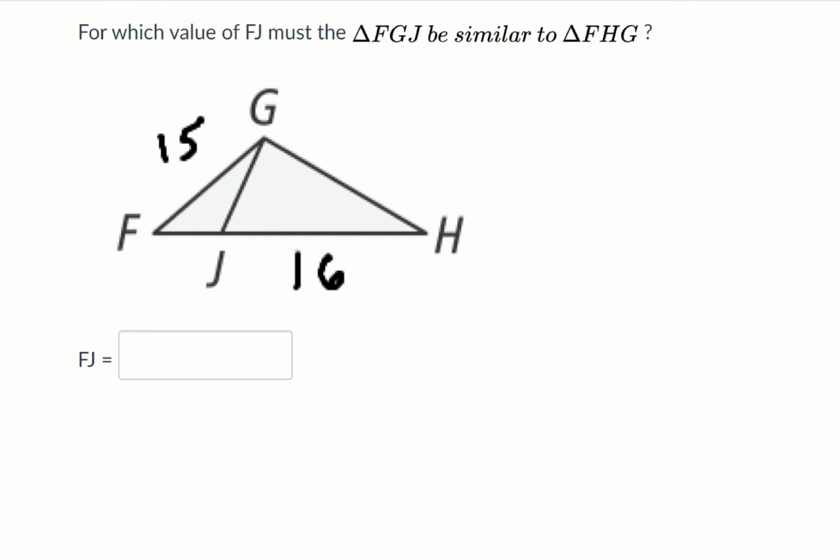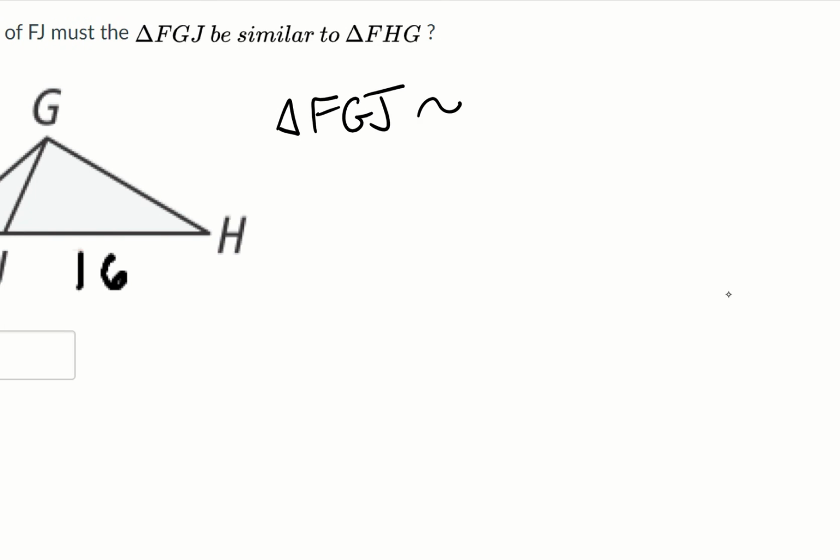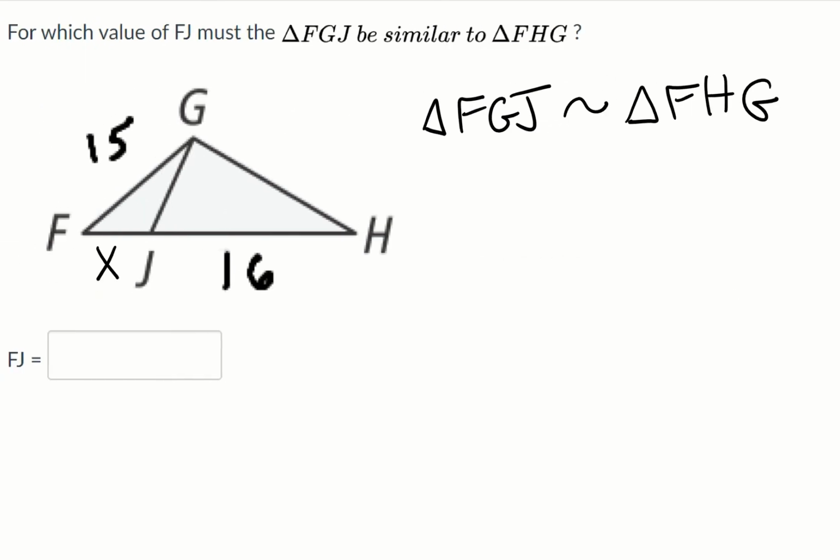For the next problem, we want to determine FJ. So we're going to call that X. And it says that triangle FGJ is similar to triangle FHG. So in order to determine X, let's color code this. This is FJ on the smaller triangle, which corresponds to FG on the larger triangle. So these two sides correspond to each other.